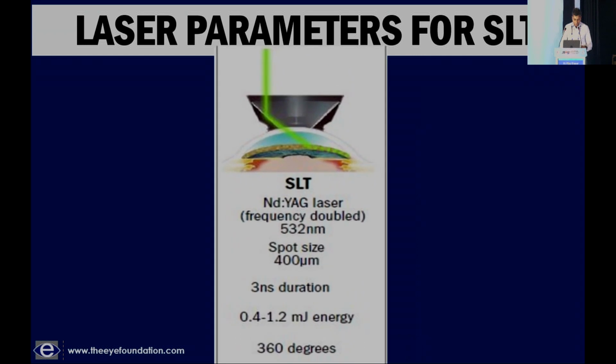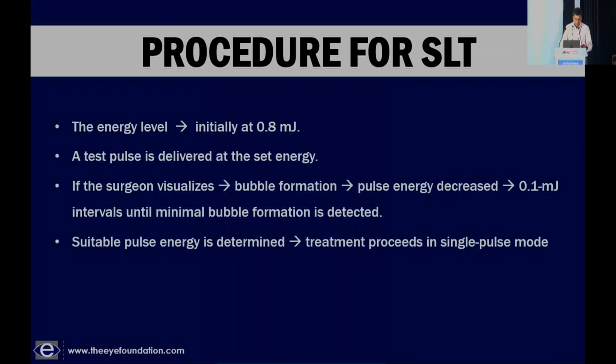It uses an Nd:YAG laser of 532 nanometer, frequency doubled, Q switched laser. Spot size is 400 microns. The duration is 3 nanoseconds. The energy used is very minimal, that is 0.4 to 1.2 millijoules. It is applied to either 180 degrees or 360 degrees of the trabecular meshwork.